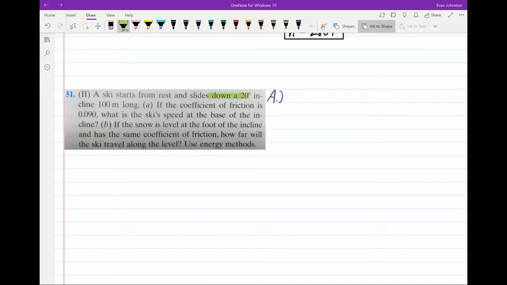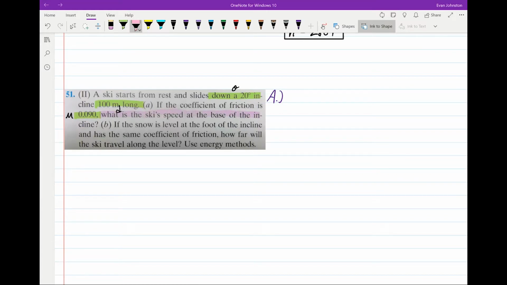They go down a 20-degree incline. It's 100 meters long. So really we know the angle. We know D. We know how far the distance they're traveling is. And we're told a coefficient of friction. So we know mu, and we want to find out what is the ski's speed at the base of the incline.